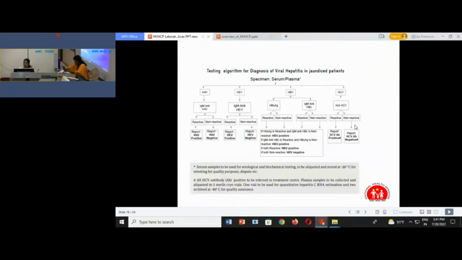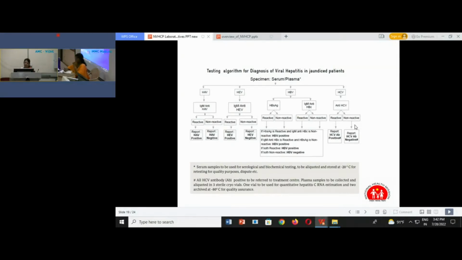So these are the algorithms. Depending upon this, the patient gets a timely diagnosis, and the expenses of the patient are also reduced if you follow this algorithm. So these are the testing algorithms for diagnosis of viral hepatitis in a jaundice patient. Here the specimen, serum or sample, is collected.